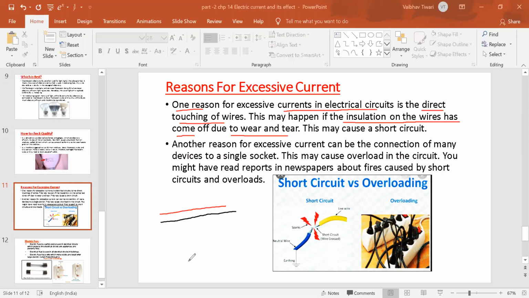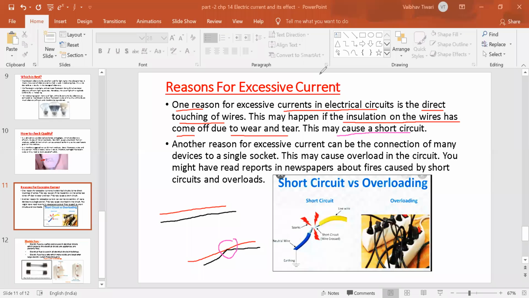If the red wire and the black wire come in contact at a point where the insulation has been removed, in such cases a short circuit takes place. You all might have heard about a short circuit. Sometimes even in the news you might have heard that a building caught fire, or an office or a house caught fire because of a short circuit. So this is what a short circuit is.